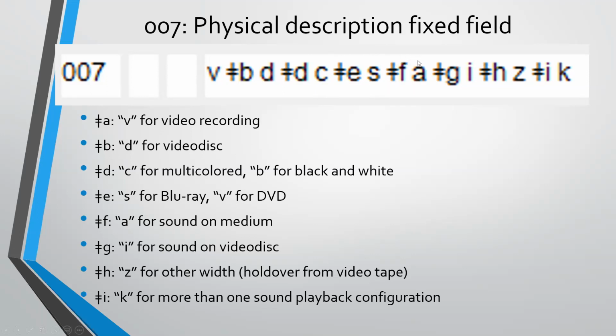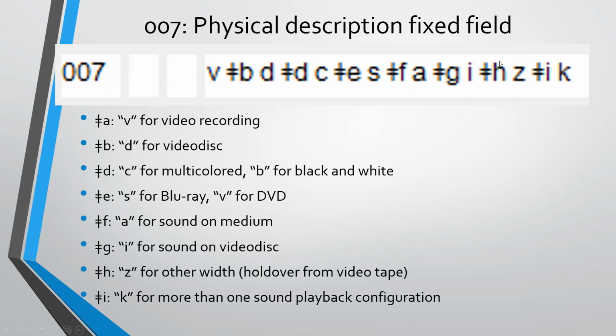Subfield F here is indication. So we've got A, sound on medium. So I don't know if anyone else remembers those film strips that they used to show in elementary school where the audio was on a tape cassette separately. There would be a different designator for that. So the sound is on the medium, and then G, the sound is on the video disc.